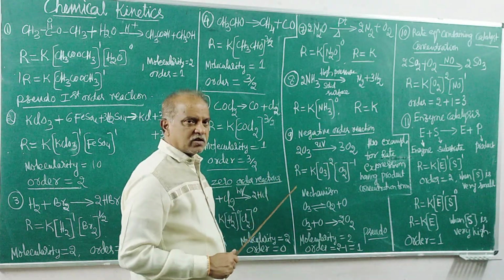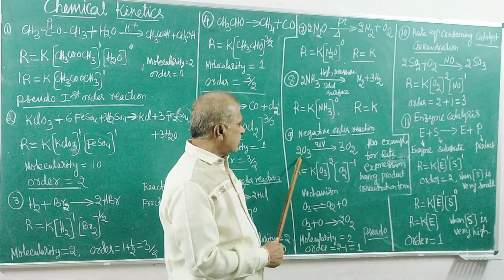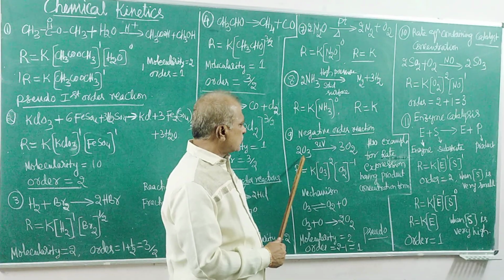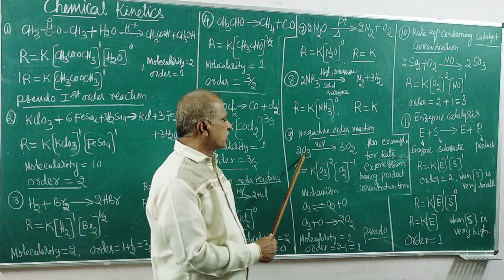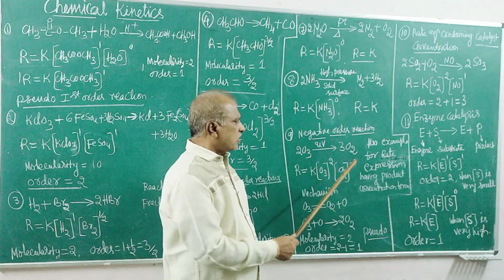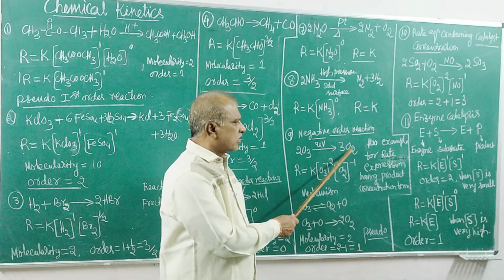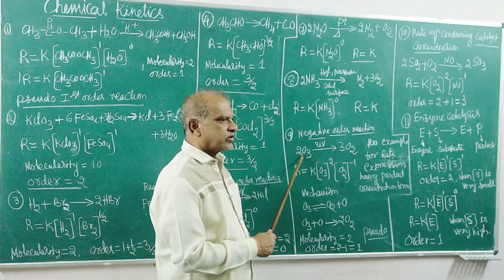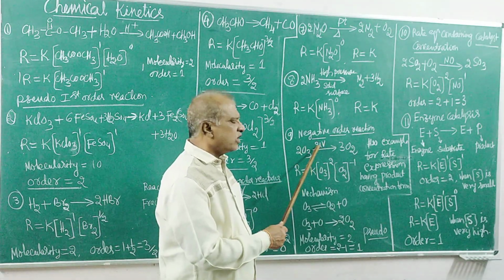In the next set of reactions, here I am taking this example: the dissociation of ozone into oxygen. Ozone is a molecule of three oxygen atoms, triatomic. Oxygen is a molecule of two oxygen atoms, diatomic. Ozone is dissociated in the presence of UV radiation.